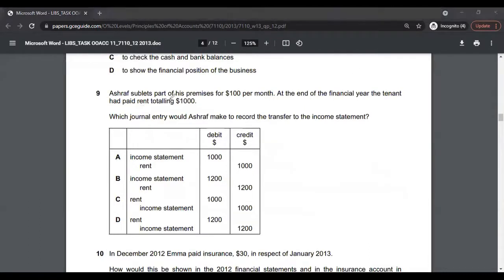Multiple choice 9. Ashraf sublets part of his premises for $100 a month. At the end of the financial year, the tenant paid rent totaling $1,000. Which entry would Ashraf make to record the transfer to the income statement?